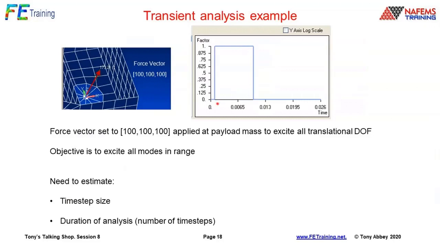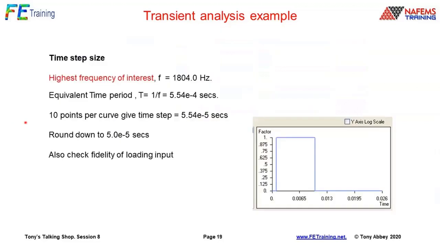And what I want to do is to excite all the modes in that range that I'm interested in. For a transient analysis, I need to know the time step size, and I want to know the duration of the analysis, or the number of time steps. And I don't want to guess at these. I see a lot of people guessing at these, but there's absolutely no reason to do that if we know the natural frequencies. And this is the way we approach it.